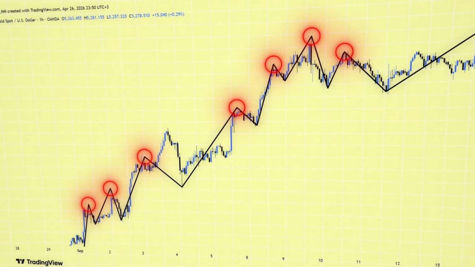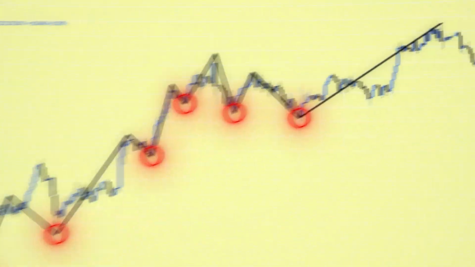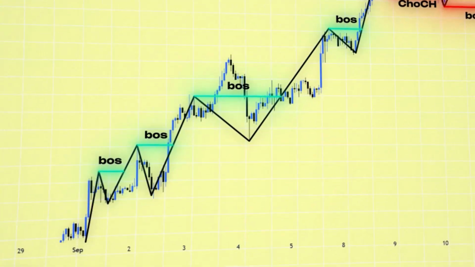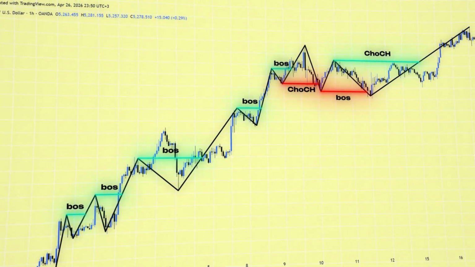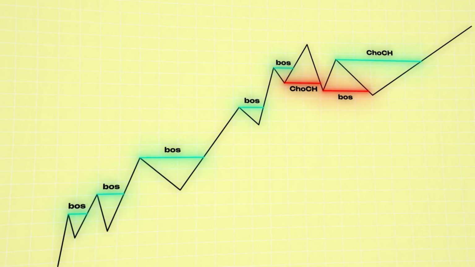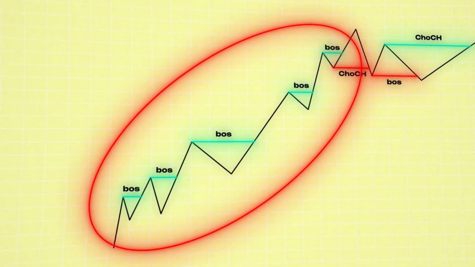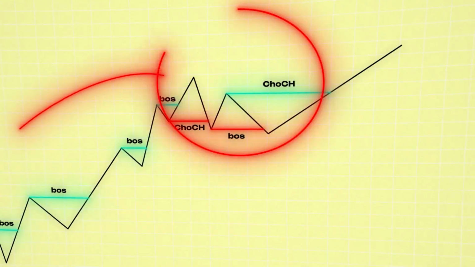Market structure is the sequence of price movements expressed through highs and lows, which allows you to determine the current direction of the market and its underlying logic. Simply put, market structure is the skeleton of the chart that shows where the market is moving and who is in control, buyers or sellers.